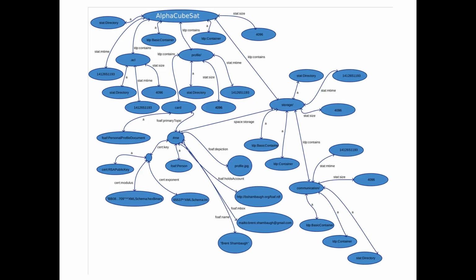They are connected with LDP contains links. A particular container, storage, is related to the #me through the space storage link. This says #me has access to the stuff in storage. This may be data for the communication subcontainer, which may be for a social microblogging application, or it could be for a file storage location, or maybe other applications.